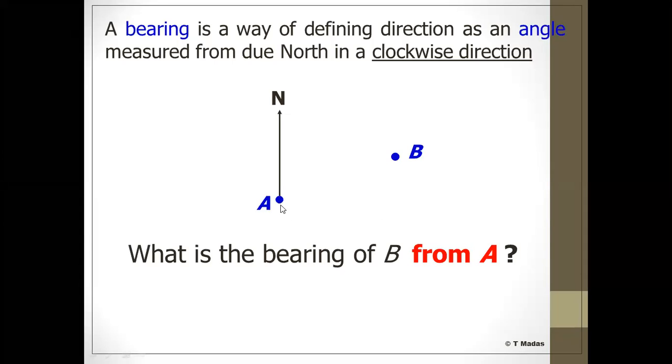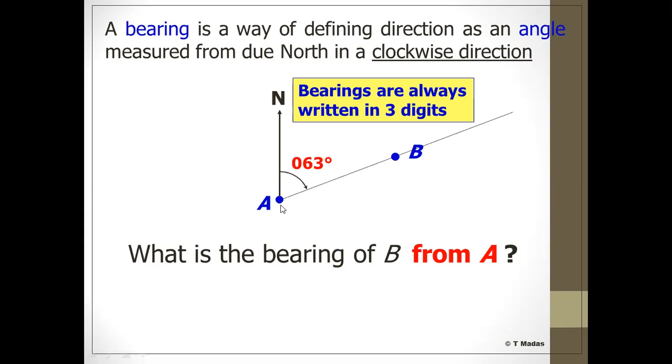Due north, one of the zeros should be passing through the north. I start measuring and say how much this angle is. I draw a line from A to B and measure this angle using a protractor. It comes out, for example, 63 degrees. We can't write it as 63; we must write it as 063. It should be written in 3 figures. Clear? Okay. So the bearing is always written with 3 digits.